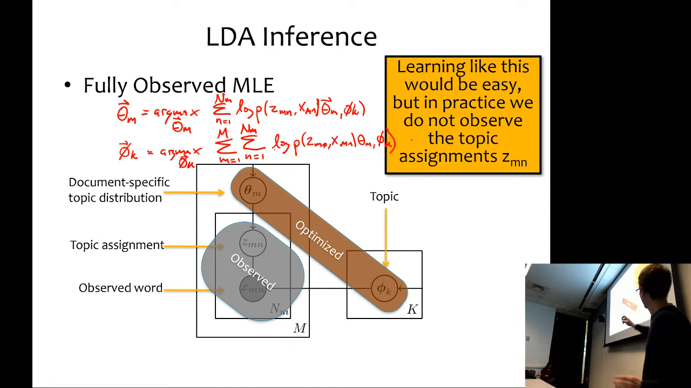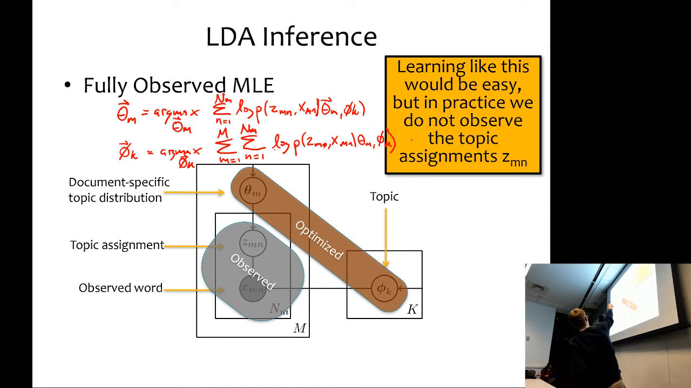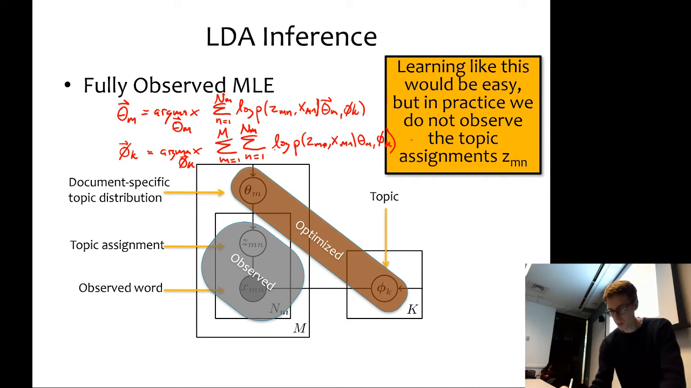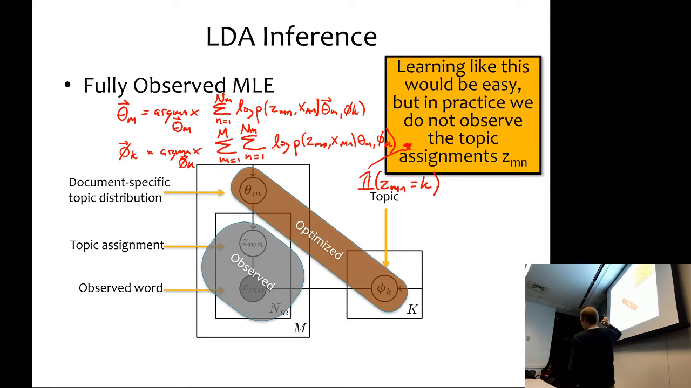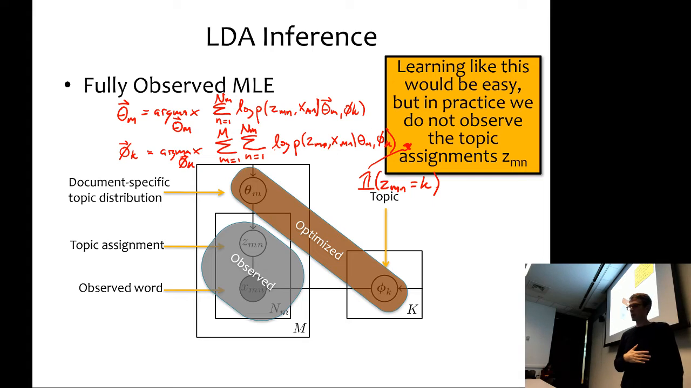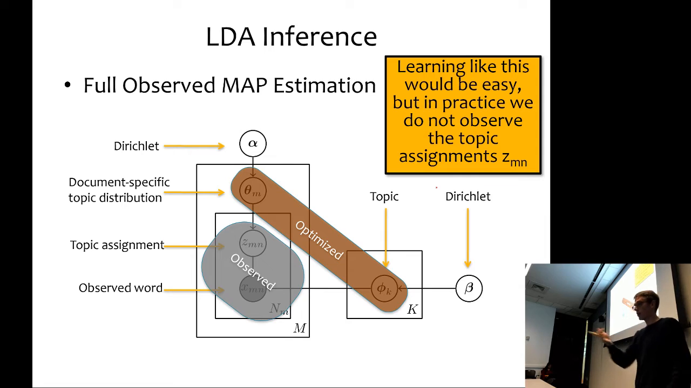And crucially here, we would only care about the terms in that summation for the cases where the particular z was actually equal to k. Let's run out of space here, write this down here. So there would be this indicator that says, is z_mn equal to k? Okay. If it is, we'll include that term. If not, we won't.